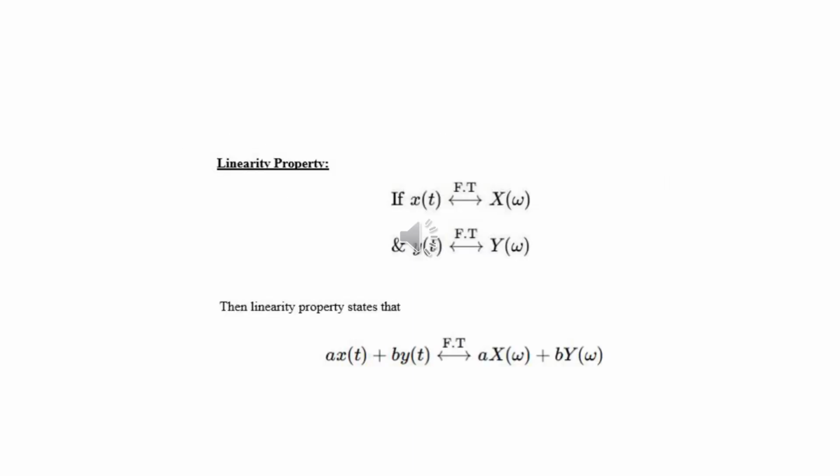Properties of Fourier transform. Linearity property. If x of t Fourier transforms to X of omega and y of t Fourier transforms to Y of omega, the linearity property says that for a x of t plus b y of t, the Fourier transform of the signal is a X of omega plus b Y of omega.